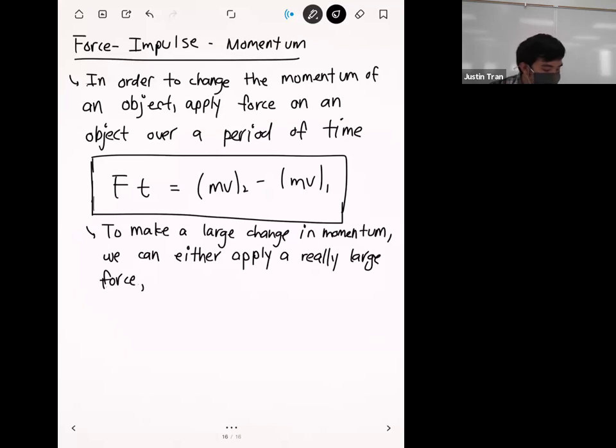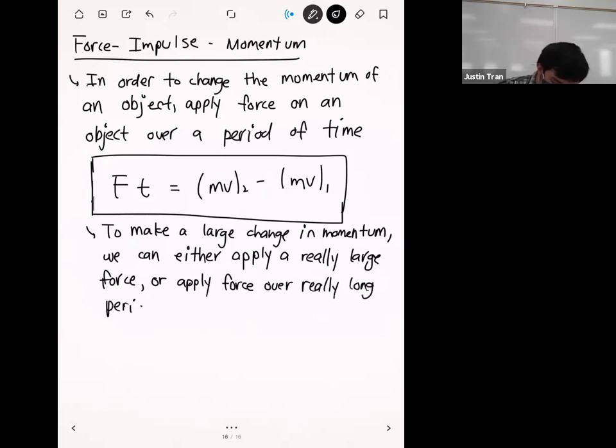Or another option is we can just apply a force over a really long period of time. Okay. And so we can either have F really big or T really big. Or you can have both really big, and that results in a big change in momentum. But just because of how this equation is structured, you can have one or the other.